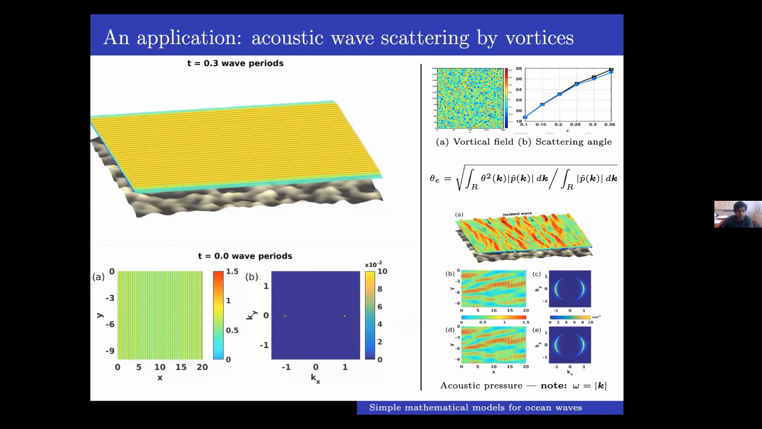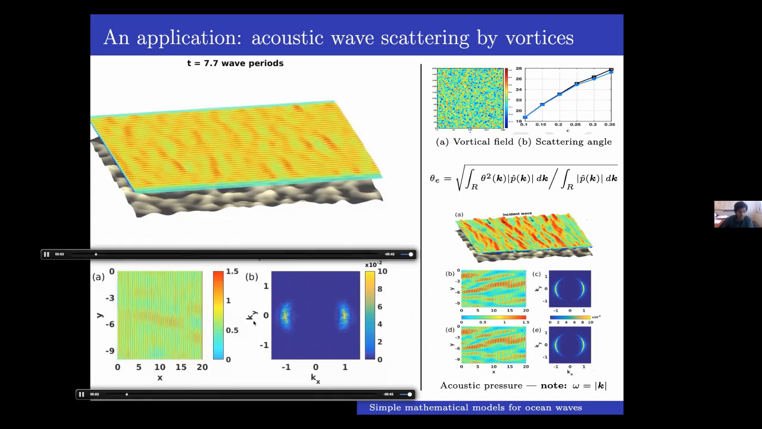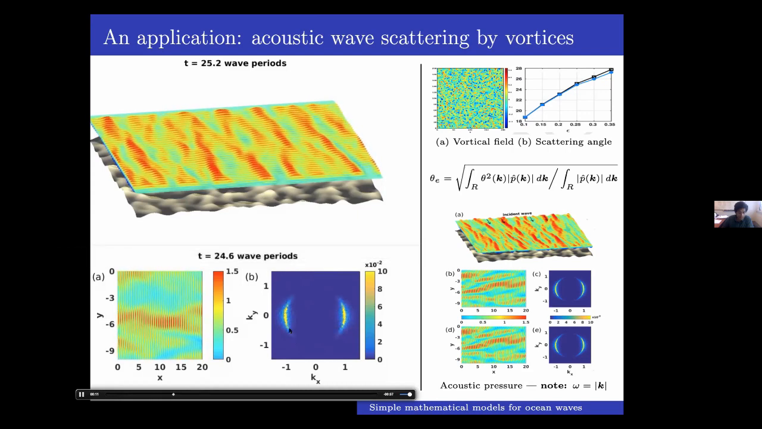So now when I send this in, you will see these acoustic waves being scattered by the vortex field. So you see these inhomogeneities being generated in the wave field. And in spectrum, you can see the scattering transfers energy to other wave numbers. So you form this ring.